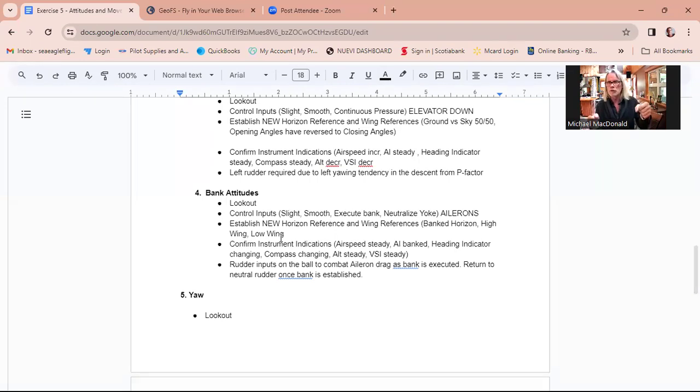So once we have the desired bank angle, we neutralize the ailerons, and the airplane will stay in the bank. To end the turn, we would then bank in the opposite direction until we're level, and then neutralize the aileron. So that's the major difference there.